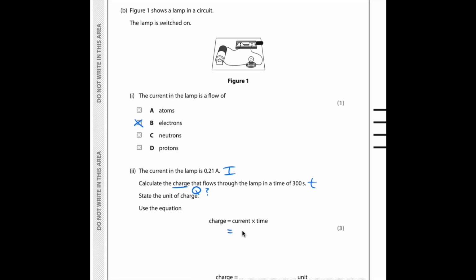So we just pop the numbers in. So the current was 0.21 amps. Multiply that by the time, which has to be in seconds, which is 300. And that comes out as 63. And it's charge, so it's coulombs.